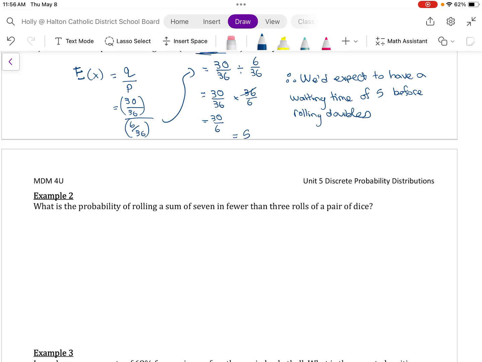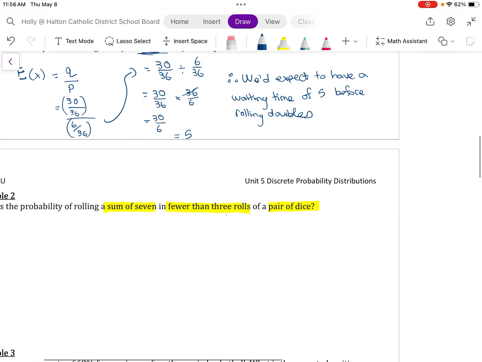So let's look at example 2. Example 2, what is the probability of rolling a sum of 7 in fewer than 3 rolls of a pair of dice? So I need a sum of 7, fewer than 3 rolls, pair of dice. On the side here, I'm not going to draw out this whole chart, and hopefully you still have access to the charts that I originally posted with these summations.